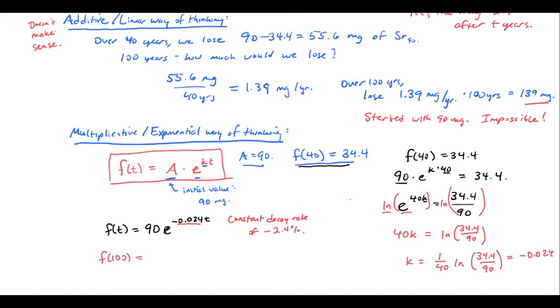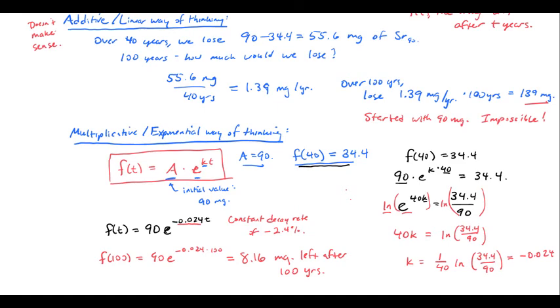So we can now substitute t equals 100. I get 90 times e^(-0.024 × 100). Let's run that through the calculator. 90 times e to the negative 0.024 times 100, and I get 8.164. I'm just going to round that to 8.16. So I have 8.16 milligrams left after 100 years.